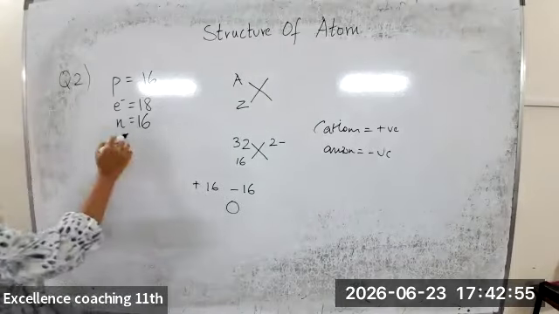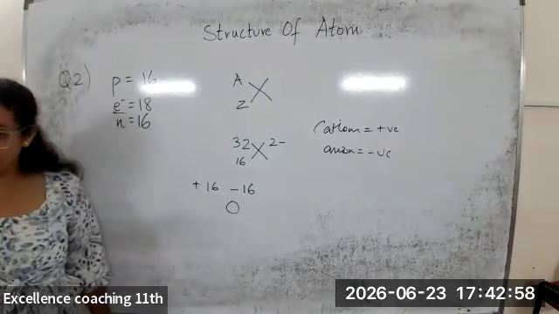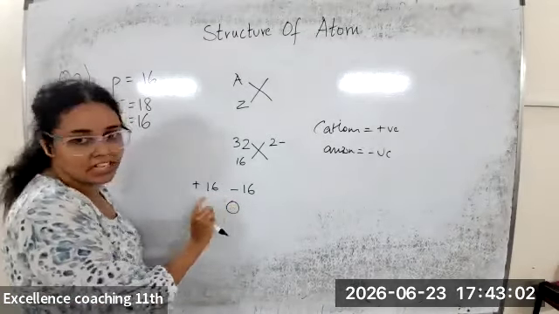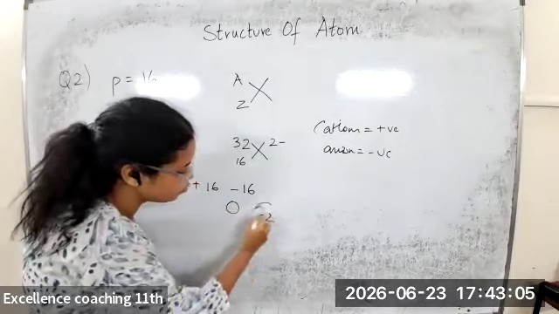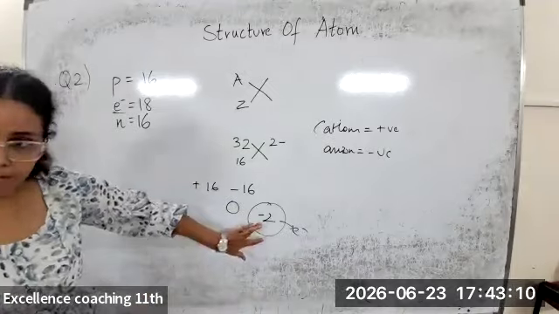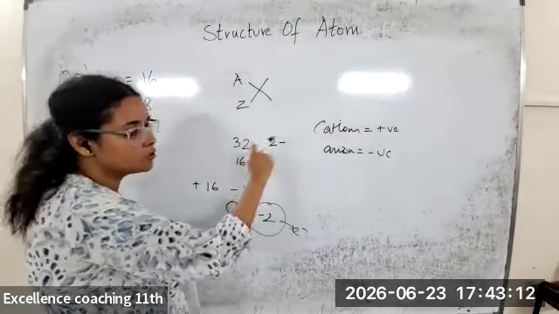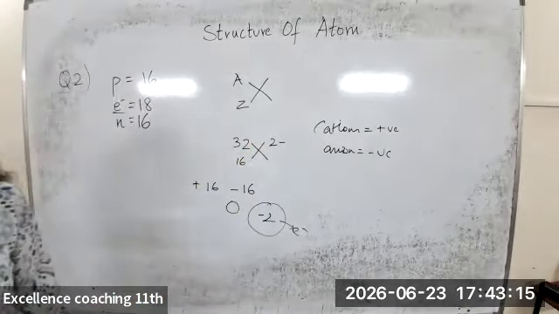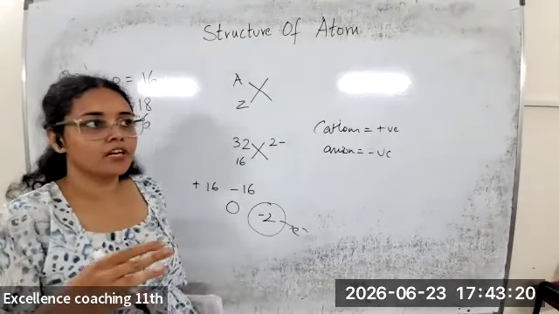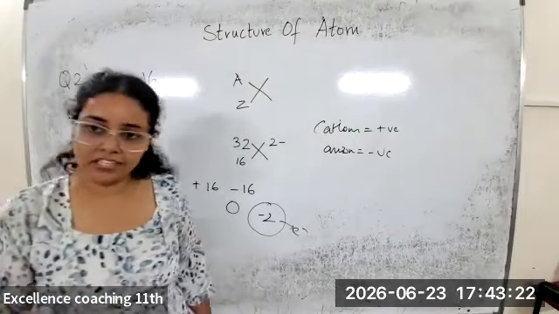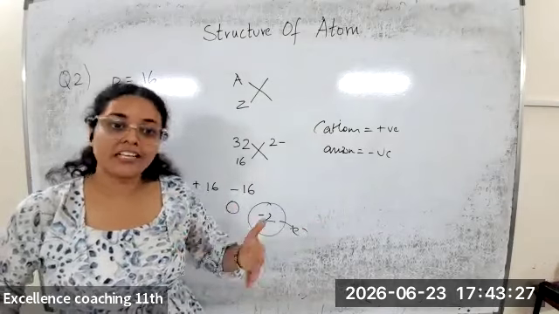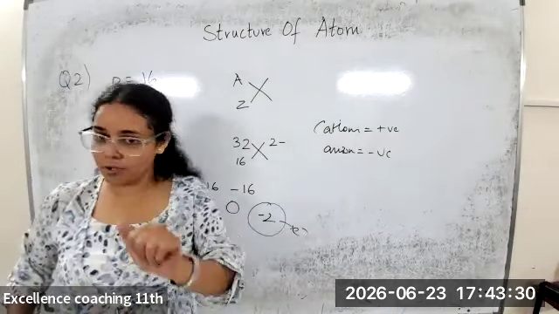But we also know that electrons are negatively charged particles, right? Since electrons are negatively charged, this minus 2 of electrons is still remaining. So because of this minus 2, you write 2 minus. You can apply that also: when you gain something, it is negative. I don't know whether in your lower classes you have studied that, but when you lose something, it is positive, and when you gain something, it is negative. So you can apply this concept also.